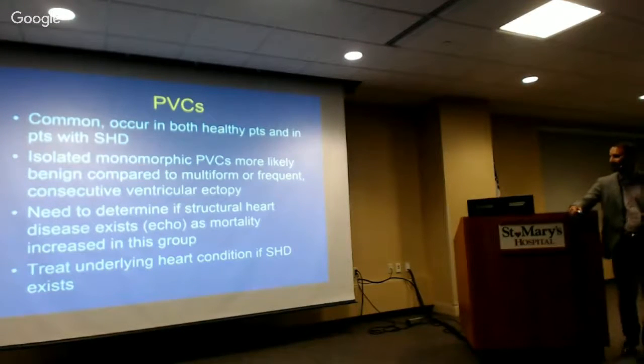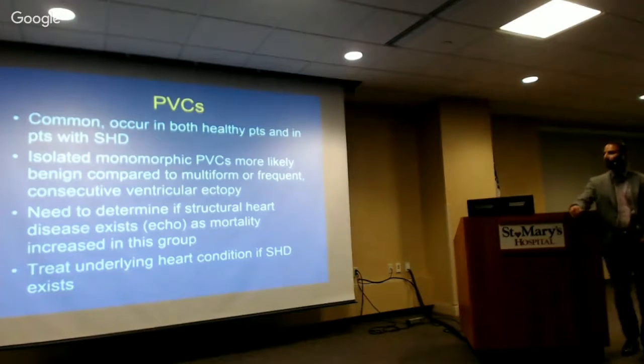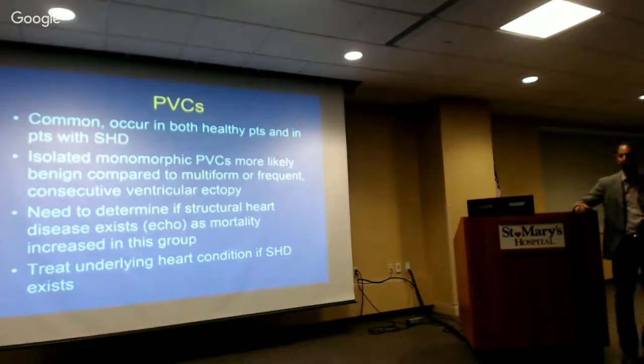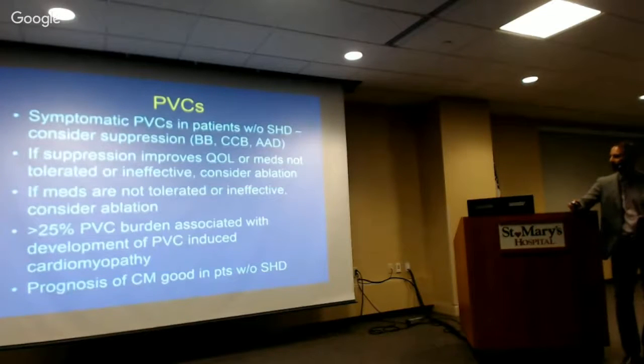If they occur in isolation, they're more likely to be benign compared to multifocal PVCs or non-sustained VT. The key thing is to determine if there is underlying structural heart disease, because there's a major difference between people that have PVCs without structural heart disease and people that have PVCs with structural heart disease, or especially ischemic heart disease. Their risk is significantly different. The main issue, if they do have structural heart disease, is to treat that underlying condition. Oftentimes, the ventricular ectopy will also be treated.